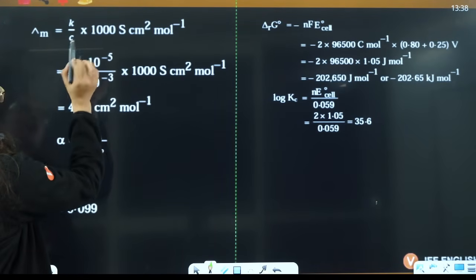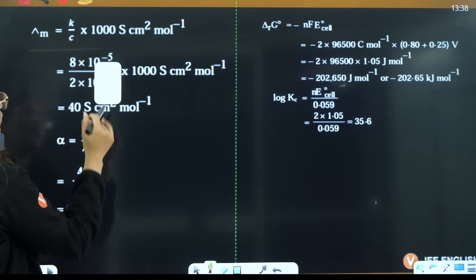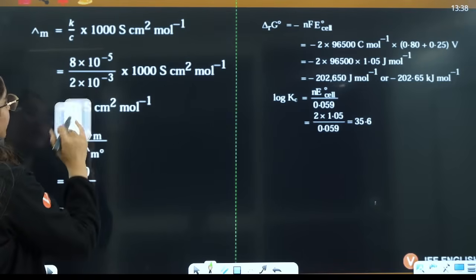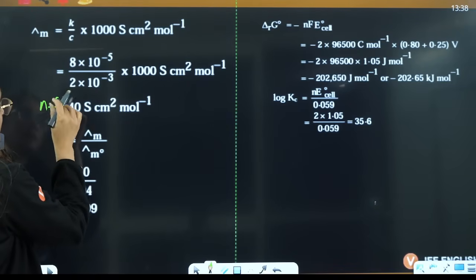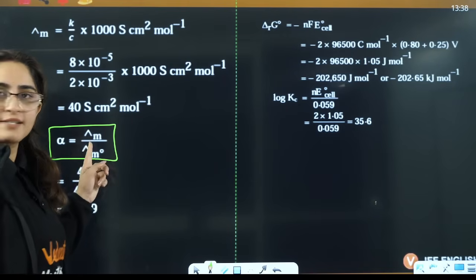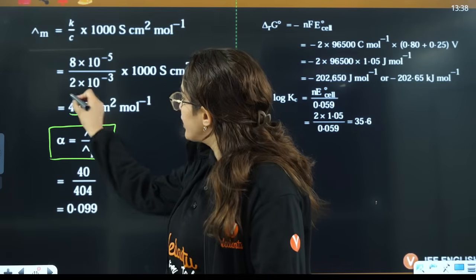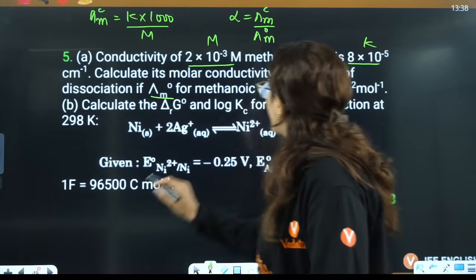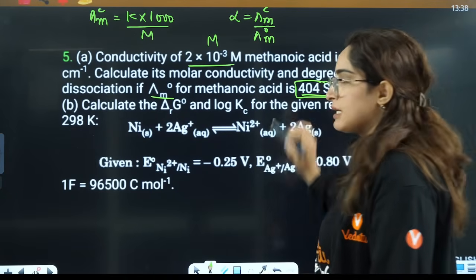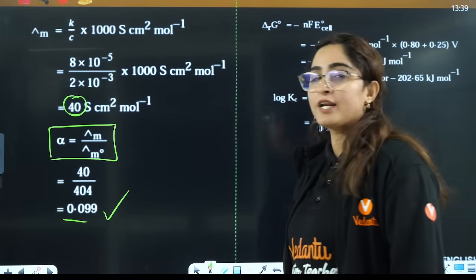Firstly, kappa into 1000 by C: you put the value of kappa and the value of molarity, and you get the molar conductivity at C. Alpha equals molar conductivity at C divided by infinite molar conductivity, which is given in the question as 404. You put it here, solve this, and you will get your answer.